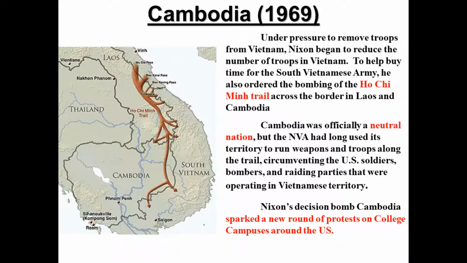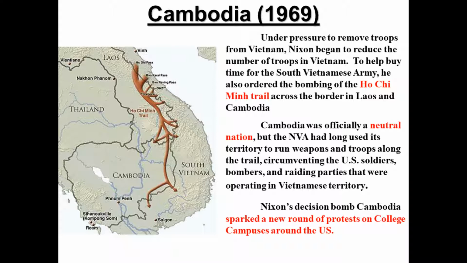Things start picking up steam beginning in 1969. Nixon's under pressure to remove troops from Vietnam, and so he begins to try to reduce the number of troops in Vietnam after other negotiations fail. However, he wants to make sure that the South Vietnamese forces have a fighting chance, so to speak, as he pulls people out. So he orders secret bombing of Cambodia and Laos.